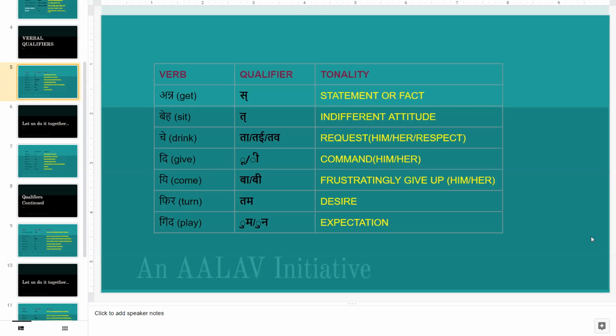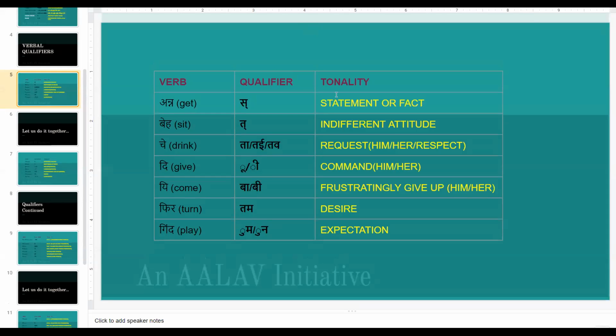Any questions on this? Can you unmute yourselves? Let's go through the next one. Ye means come, right? So now what will be the first qualifier? Ye, sir. Yes, sir. Correct? Sir means the statement. All of you say it loud.